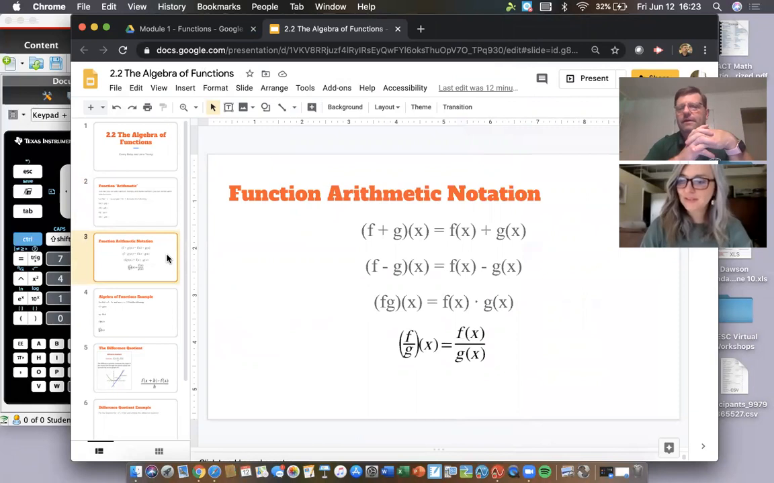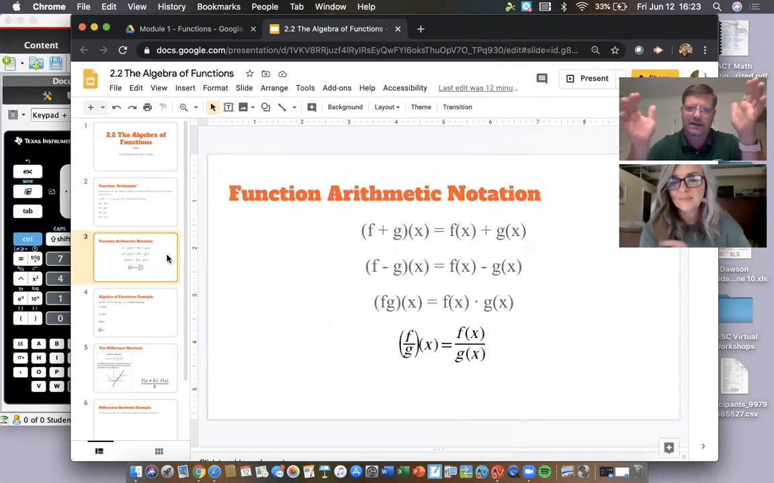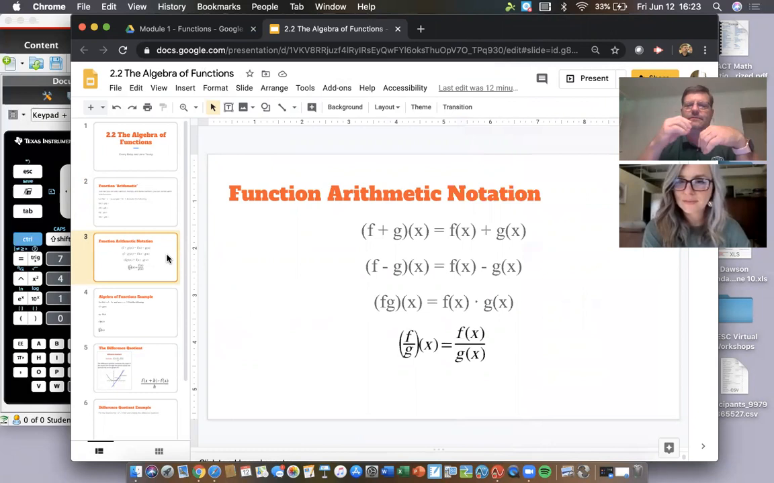All right. Now they also give you function notation in slightly different form. If you are a lazy human, you might want to become a mathematician because we try to do things the shortest way possible. So instead of writing 2 x's, they say f plus g of x instead of f of x plus g of x. Same thing with the subtraction, multiplication, and division.